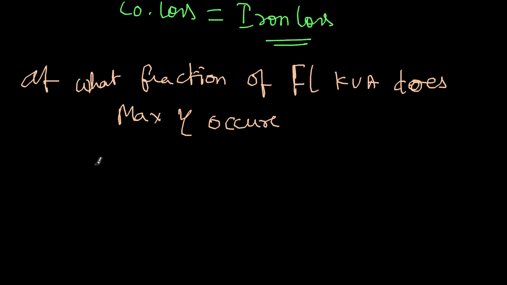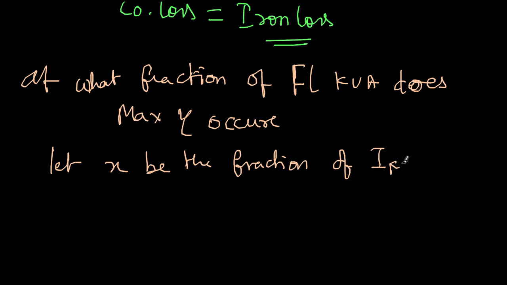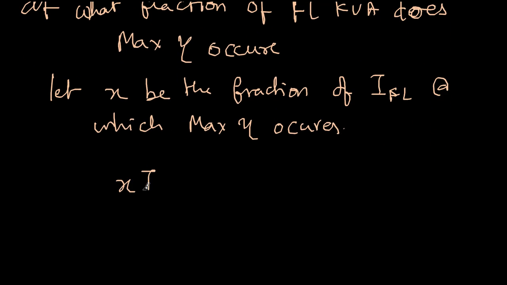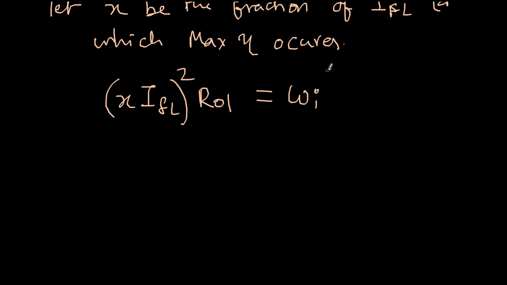What we want to do is define x as the fraction. Let x be the fraction of I full load at which maximum efficiency occurs. So therefore x into I full load will be the current corresponding to maximum efficiency. But then if that is the current corresponding to maximum efficiency, then the copper loss should be equal to the iron loss. So this condition should be satisfied. Then we will get the condition for maximum efficiency.